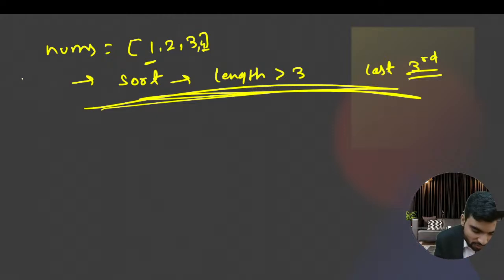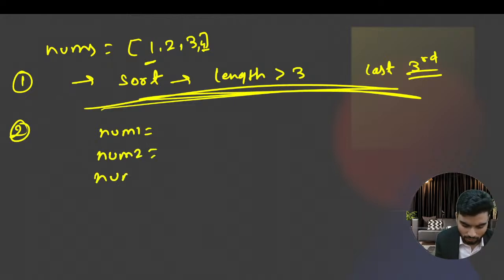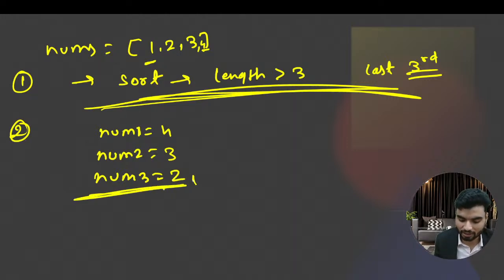The approach number one was not applicable. So what will be the approach number two? In approach number two, we can assume three numbers, let's say num1, num2, and num3. We'll store the largest number in num1. For example, we are storing 4 here, in num2 we'll store 3, and in num3 we'll store 2. So if num3 exists, we can return this 2, otherwise we can return 4.